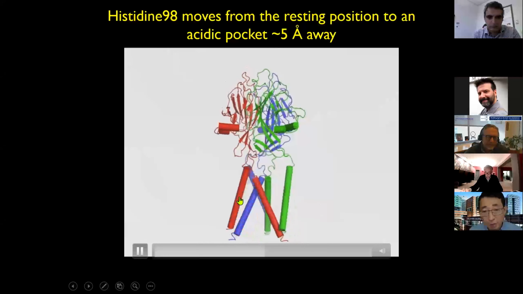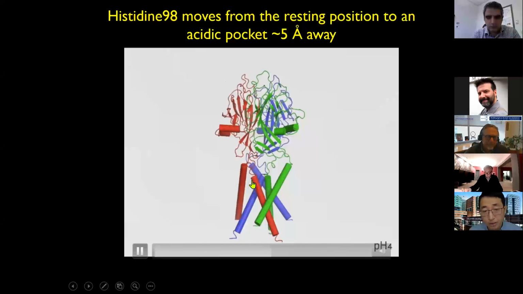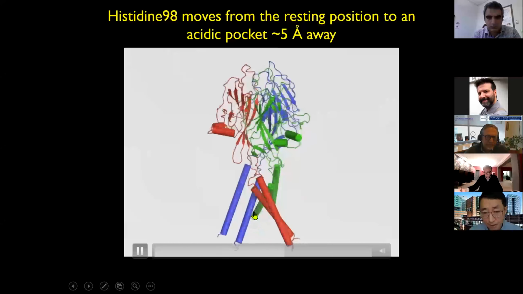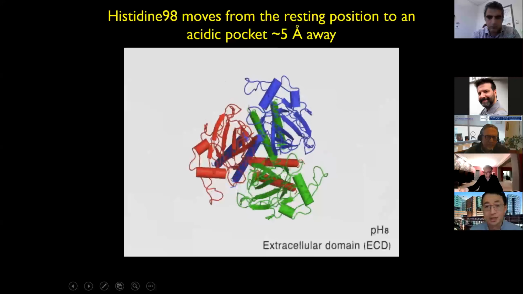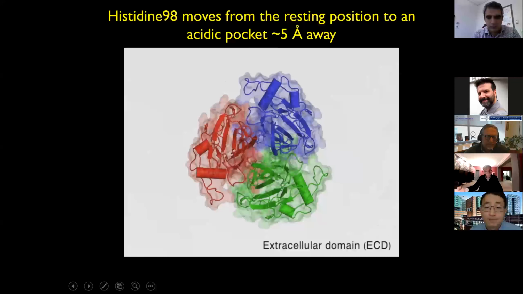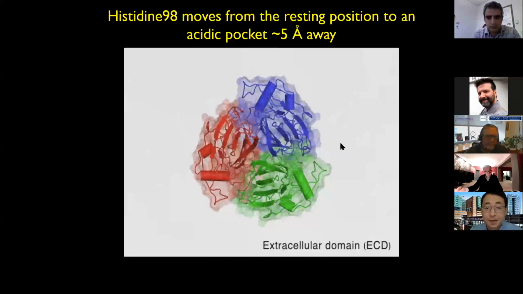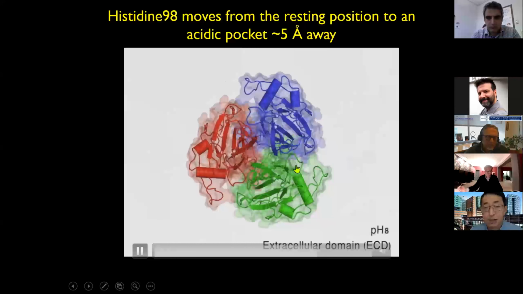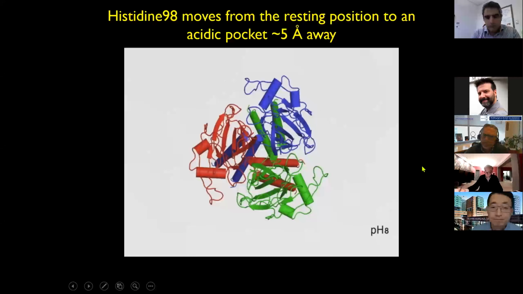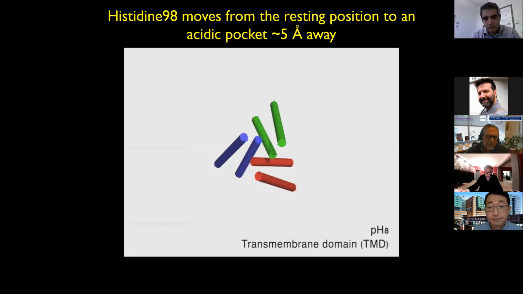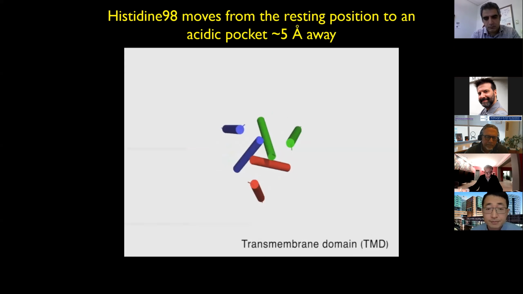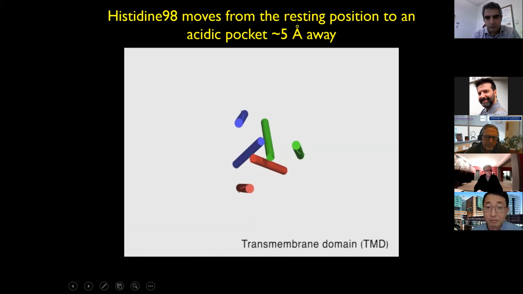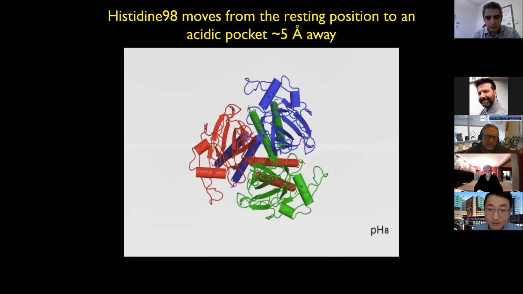And it has this remarkable domain swapping, where TM1 initially interacts with the TM2 in the same subunit, but now it's interacting with the adjacent TM2. So there is a small iris movement in the extracellular domain. It's just very, very beautiful and satisfying to see.